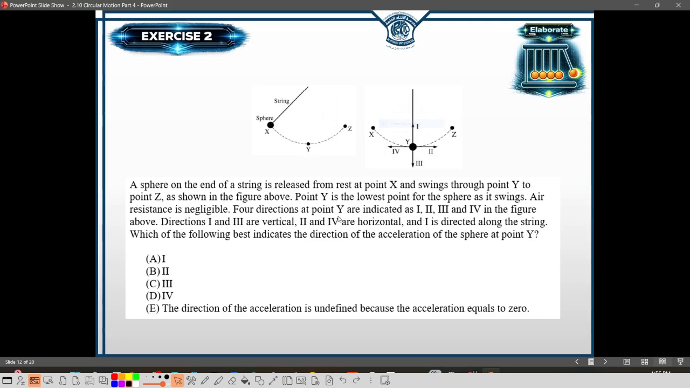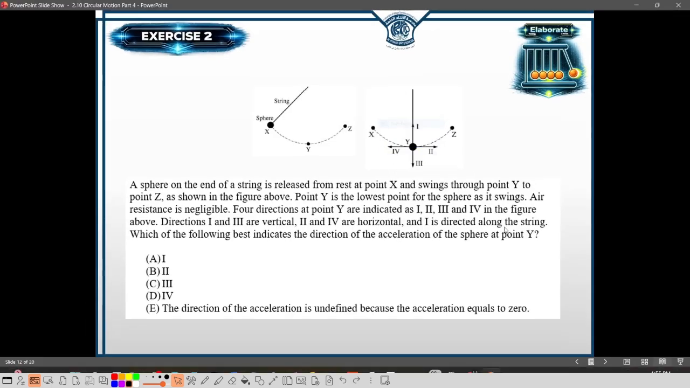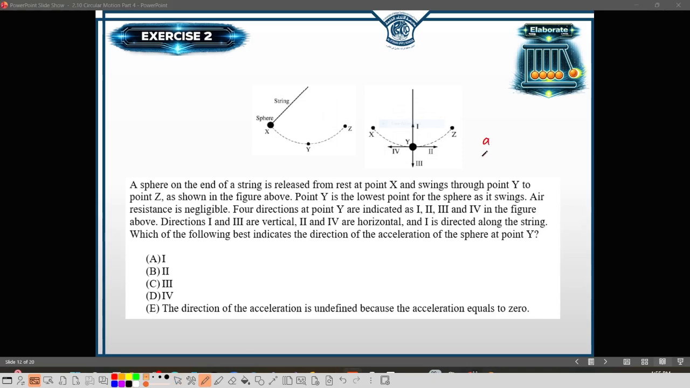Four directions at point Y are indicated as I, II, III, and IV, and this is what we found here. This is I, which is acting upward, to the right II, downward III, and IV is to the left. Which of the following best indicates the direction of the acceleration of the sphere at point Y? Remember that when I say the direction of acceleration, I mean the A vector, which consists of AC and AT. This is considered to be circular motion.